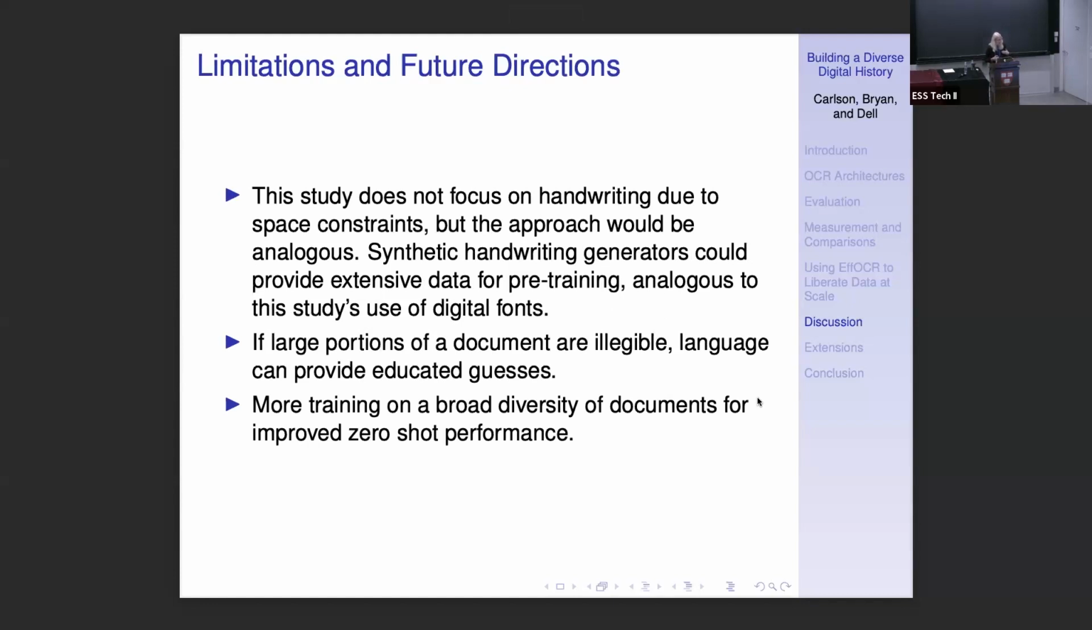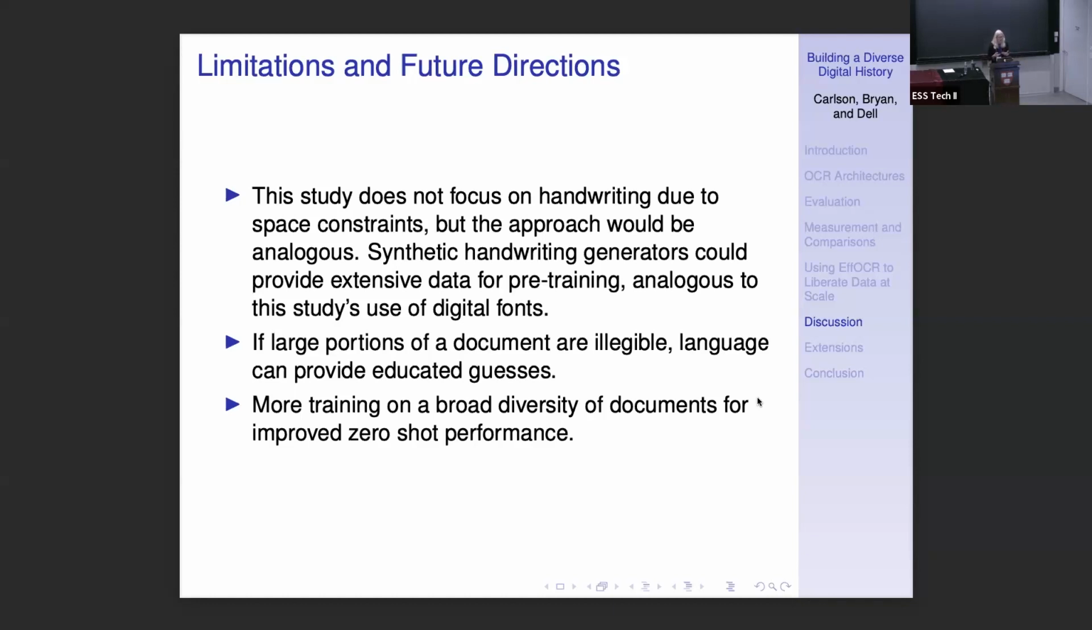If large portions of a document are illegible, then language can provide educated guesses. It might also be that you have a very small data set in a high resource language and budget constraints don't really bind. Then Google Cloud Vision may be your best bet because it is accurate on high resource languages like English. And if you don't have a binding budget constraint, there might be some other solution that serves you best.